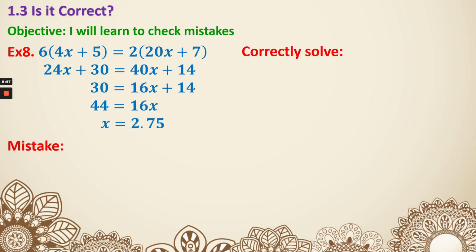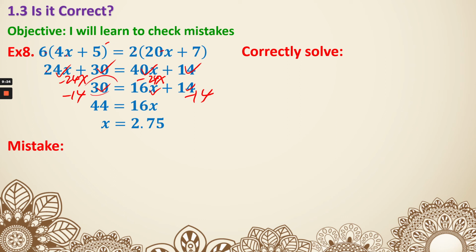Next, last one, example 8. 6 times 4x, that's right. 6 times 5, that's right. 2 times 20, that's right. 2 times 7, that's right. Okay, no mistake in that step. Next, I can see the 24x is gone, so that means they subtracted 24x. That seems right. 30 is still there. Just subtracted, you got 16x. That's still there.